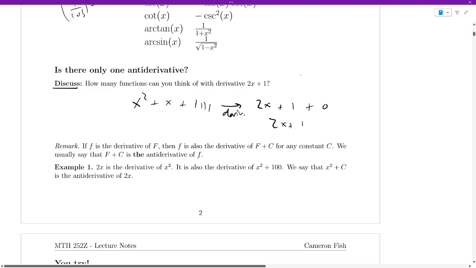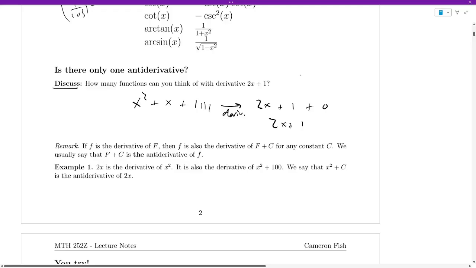That's not obvious. You need to prove that. We might prove it or talk about proving it later, but for now, just take it as a rule: an antiderivative is the antiderivative plus maybe a number. So we usually say that big F plus c is the antiderivative.